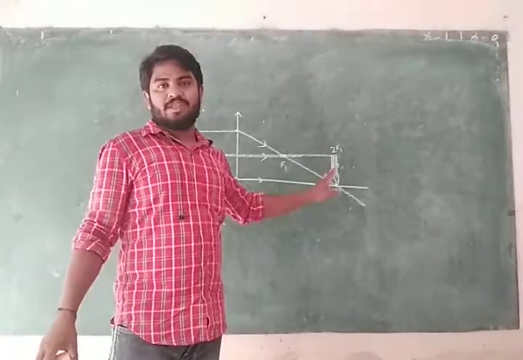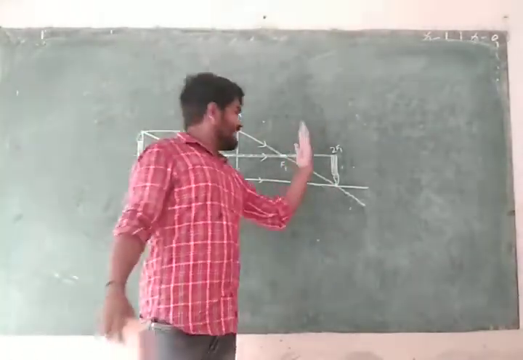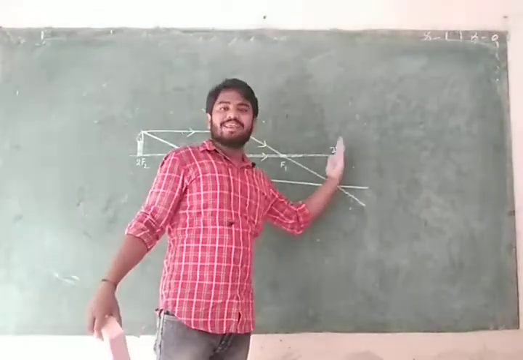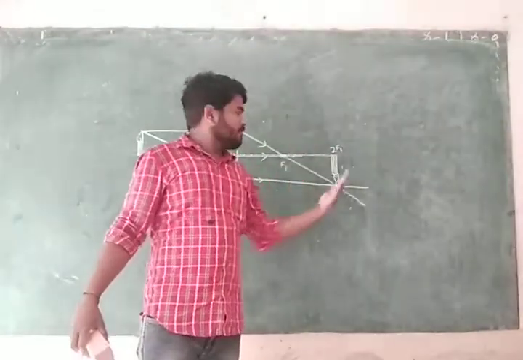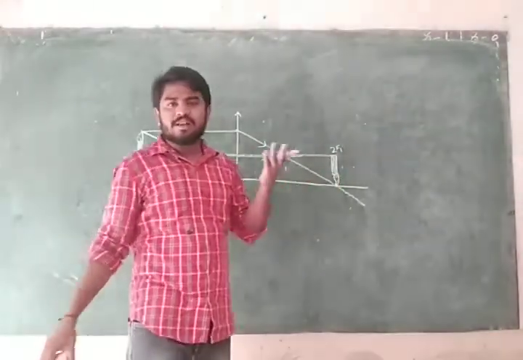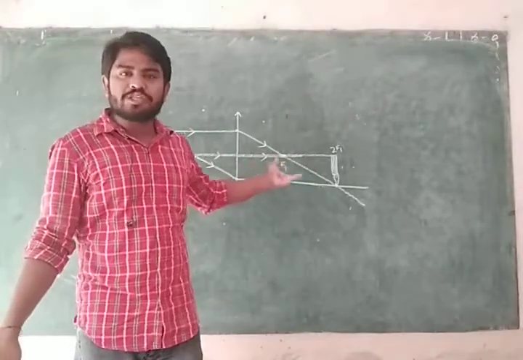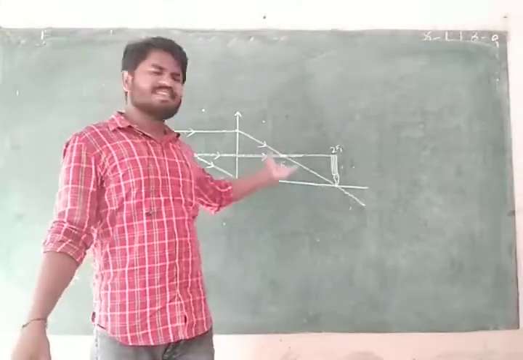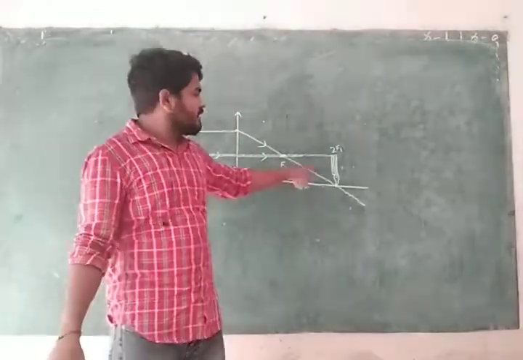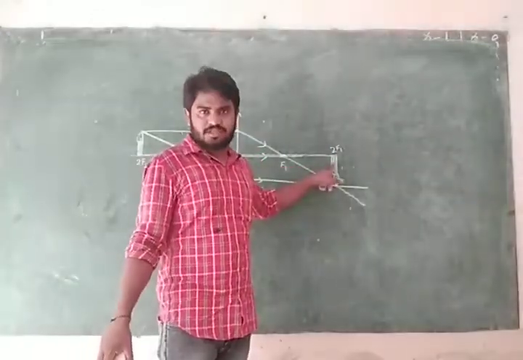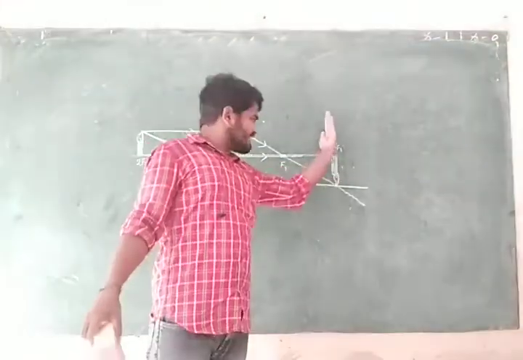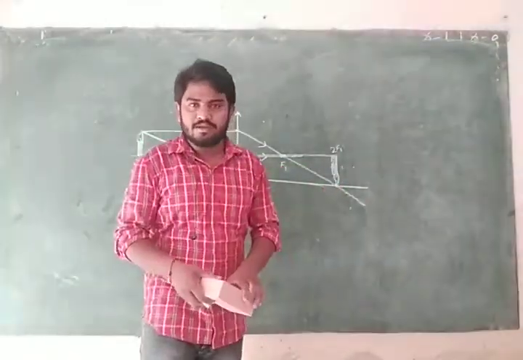It is a real image. If you place a screen like a white paper here, then you are able to see this image, otherwise you cannot, because it is not a virtual image. Virtual image in the sense you can see your face in the mirror, that is called a virtual image. But here it is a real image. You cannot see it with your naked eye. If you place a screen here, then you can see it.